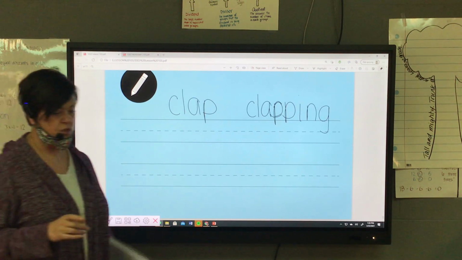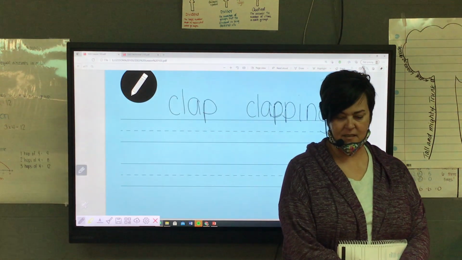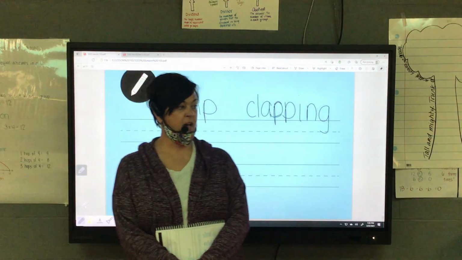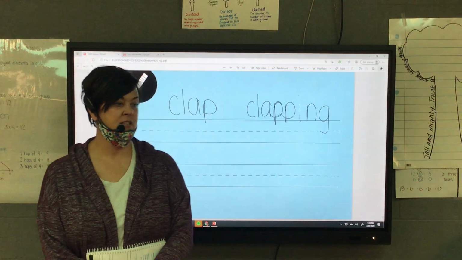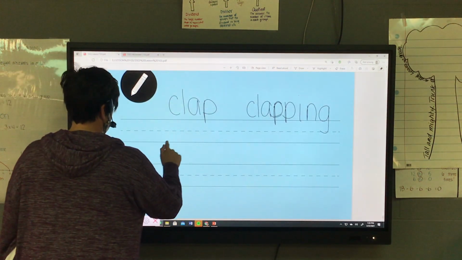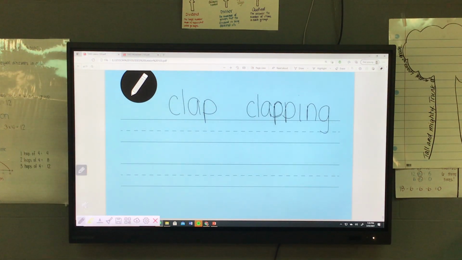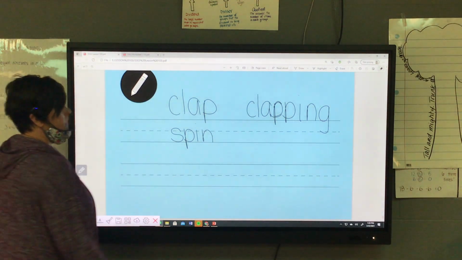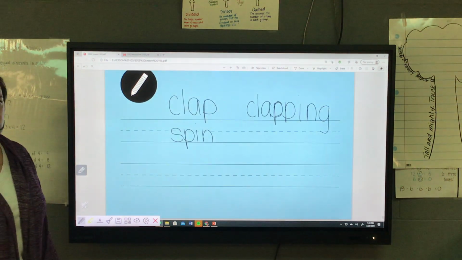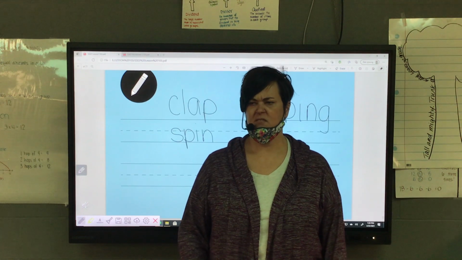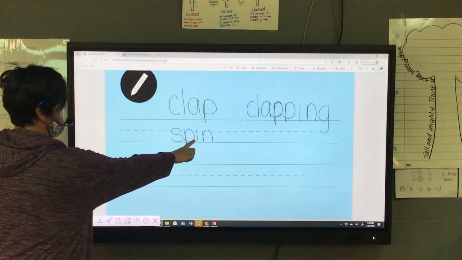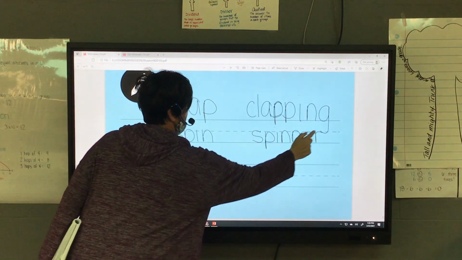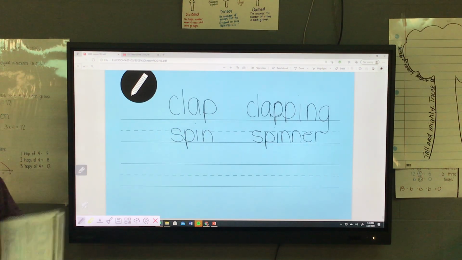All right, the next word that you are going to write on your paper is spin. Spin. On the next line, how would you correctly spell spinner? We're going to add ER to it. Okay, so looking at the word spin, S-P-I-N, would I just add ER to it? No, because then that word is going to say spinner, not a word. What do I have to do at the end of the word spin, everybody? Double it. Right. I have to double that final consonant and then add ER.